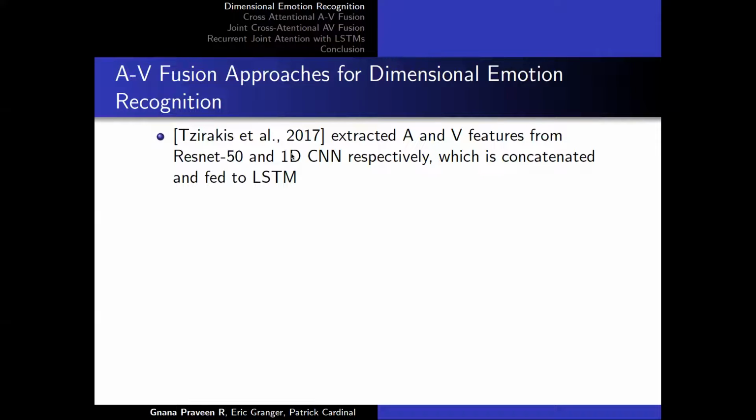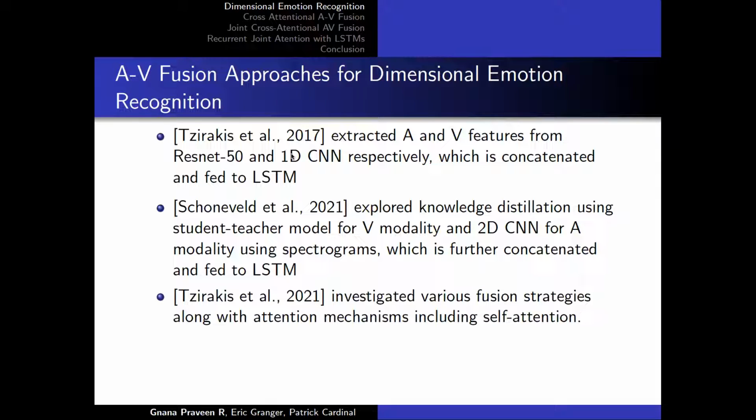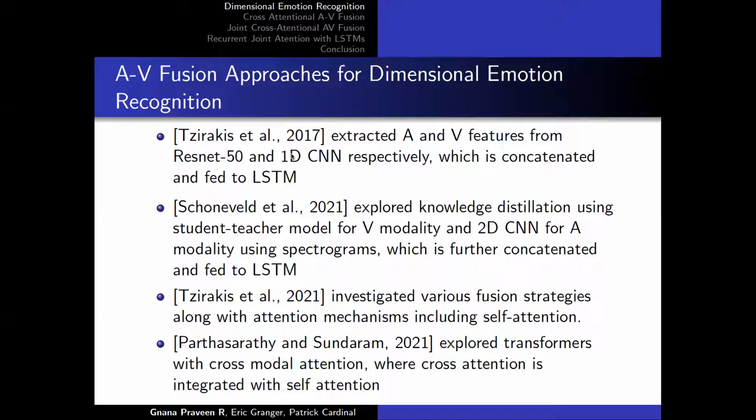These are some of the approaches for dimensional emotion recognition. Rajasekar et al. is one of the early approaches that used deep learning models for dimensional emotion recognition, where they used a 1D CNN for audio and ResNet-50 for video, and an LSTM for prediction. Shoniol is one of the recent approaches, where they used knowledge distillation for the visual modality, and spectrograms with a 2D CNN for the audio modality, and they also used an LSTM. Recently, Rajasekar et al. explored different fusion mechanisms, including self-attention. And this is one of the recent approaches where they used transformers to exploit the cross-modal association across the audio and visual modalities.